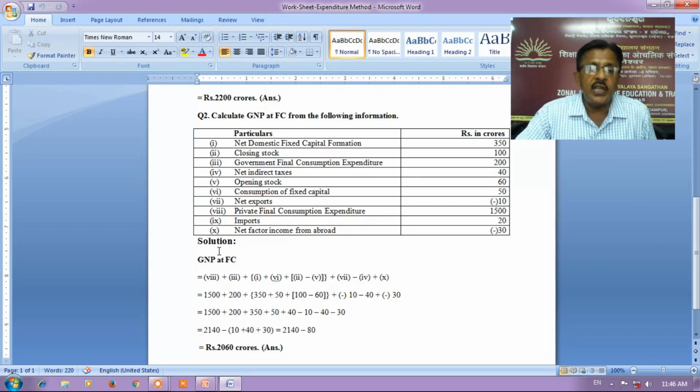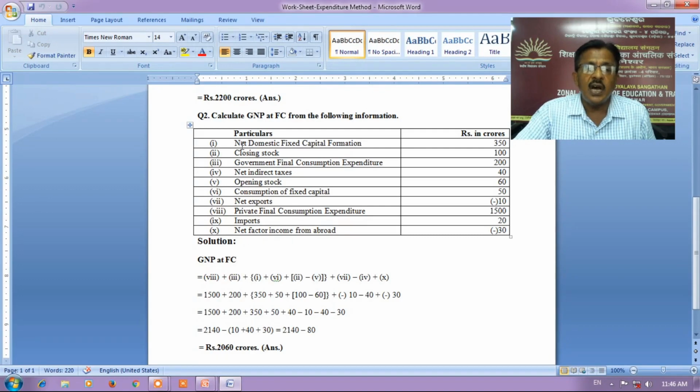What is required here? Now we require private final consumption expenditure. Instead of writing private final consumption, you can write the item number 8. This is another way. Plus the item number 3, that is government final consumption, and plus, within bracket, item number 1, that is net domestic fixed capital formation, plus item number 6, what is this? Consumption of fixed capital.